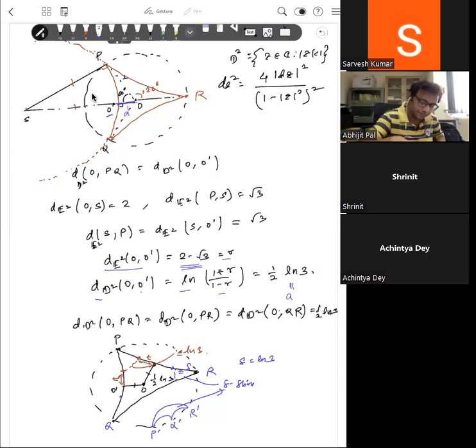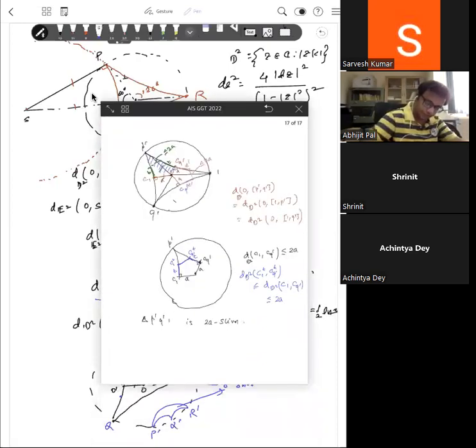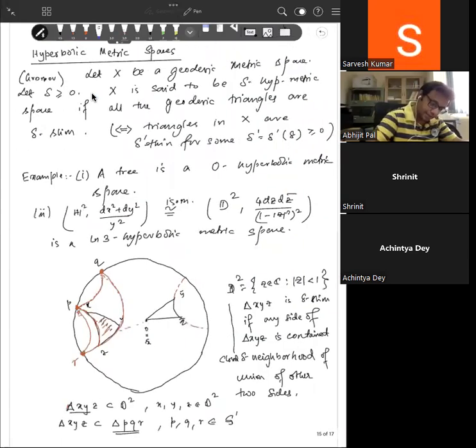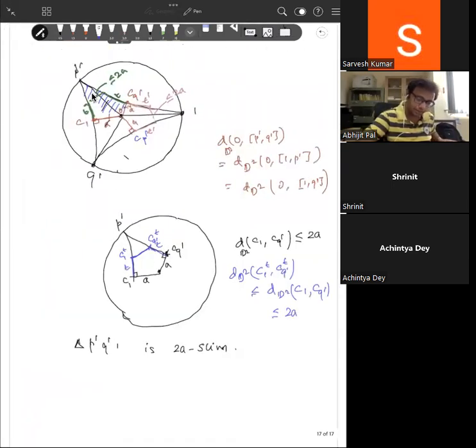Is it okay? Yes, sir. That's why I was confused. The Euclidean distance and hyperbolic distance have a relation here, correct? Correct, log of (1 plus R) by (1 minus R). Okay, good. So we have proved, in this second example, that the Poincaré disk with the hyperbolic metric is a log 3 hyperbolic metric space.